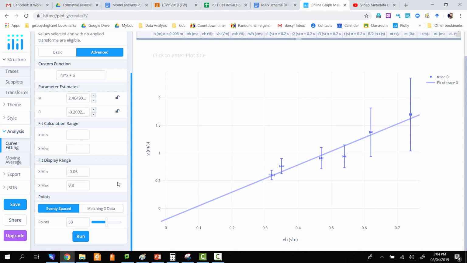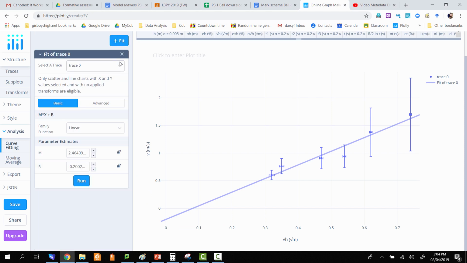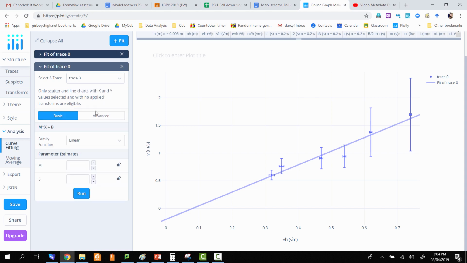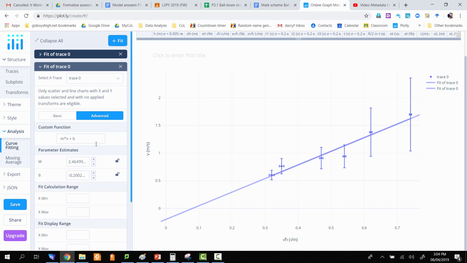So let's now very quickly put it back to basic here, and let's just minimize this for the minute because I'm going to do another trace. There it is there, and turn it on. Run it, and let's put it on advanced and send it back to 0 as well.